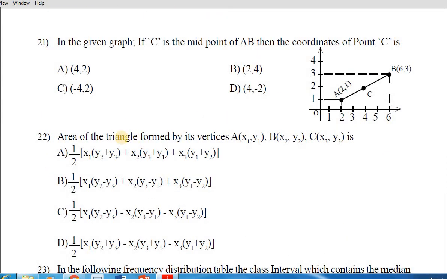Question number 21, children. In the given graph, if C is the midpoint of AB, then the coordinate of point C. So carefully observe. Here C is the midpoint of line AB, so we are going to find the coordinates of C. It means you wanted to use the section formula when a point is dividing a line segment into two equal ratios. In that case, you use x comma y equals x2 plus x1 by 2 comma y2 plus y1 by 2. Use that formula and simplify. It gives the answer 4, 2. Option A is right.